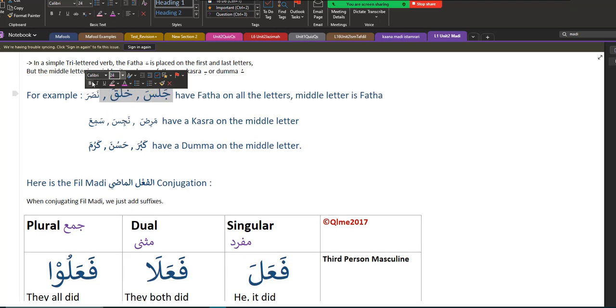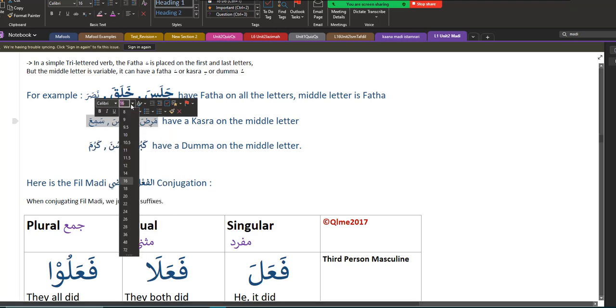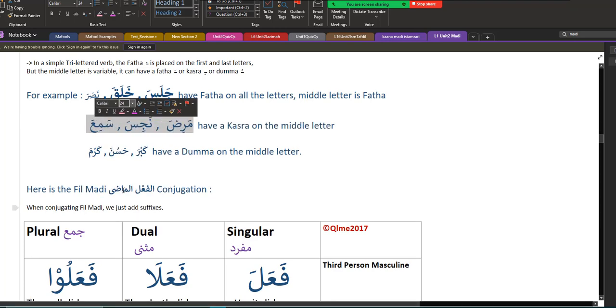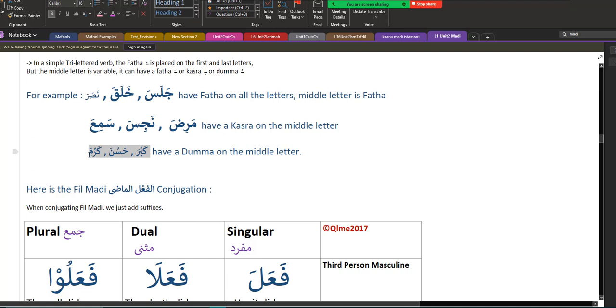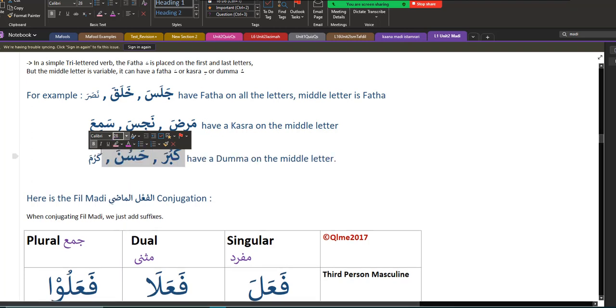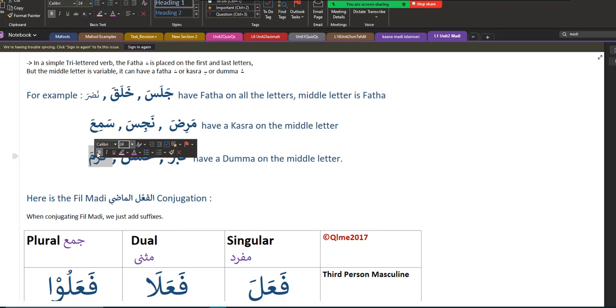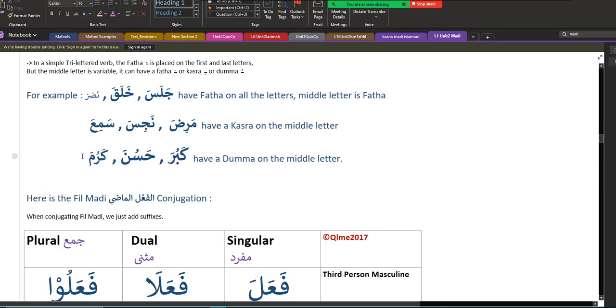But if you look at Sami'a or Najisa, the middle letter has a kasra. And some examples where the middle letter is having a dhamma, like we have Karuma, or we have Kabura, right? These are having a dhamma on the middle letter. So the middle letter is variable, but the first and the last letter will always have a fatha. You need to remember these points.